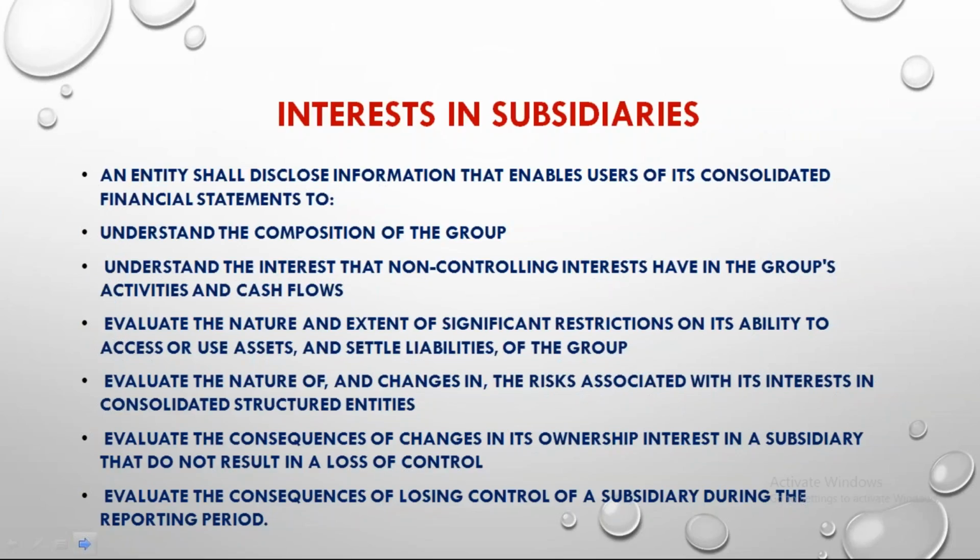Evaluate the consequence of changes in its ownership interest in a subsidiary that do not result in a loss of control. Now you remember, we may have a subsidiary with 80% control, but we might sell 20% of that. Still, it is a subsidiary. 60%, still it's a subsidiary. In that case, we have not lost the control, but our controlling interest has come down, the non-controlling interest has gone up. So we still consolidate.